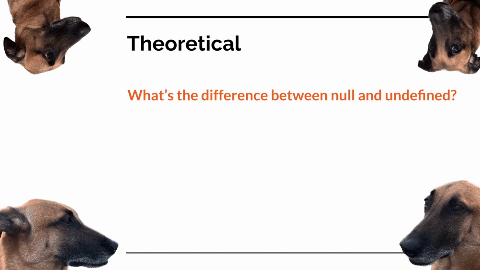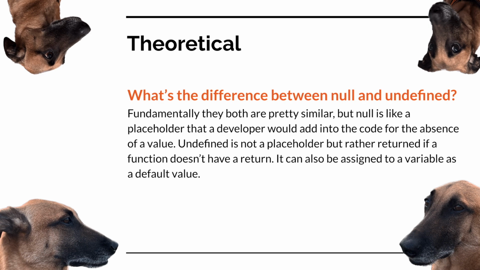Lastly, what's the difference between null and undefined? So fundamentally, they are pretty similar. But null is like a placeholder that a developer would add into the code for the absence of a value, while undefined is not a placeholder, but rather returned if a function doesn't have a return or assigned to a variable as a default value.